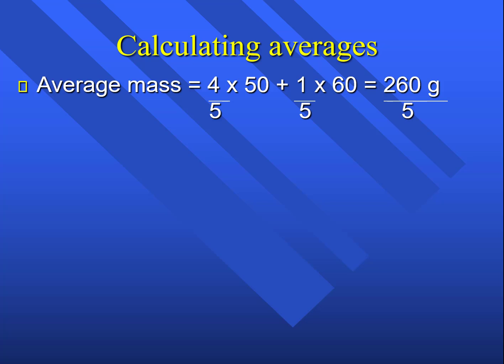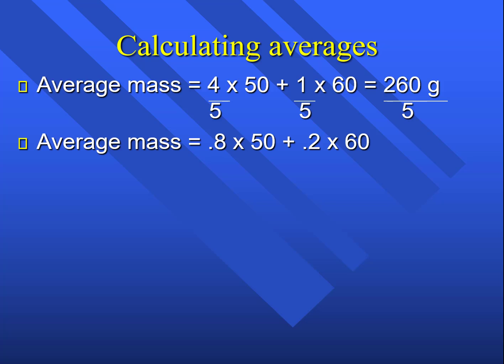Now I'm going to take that 4/5 and turn it into a decimal. So 4/5 is 0.8. 1/5 is 0.2. Okay, and 0.8 times 50 is 40. 0.2 times 60 is 12. We're still at 52. Okay, so now we're ready for percentages.